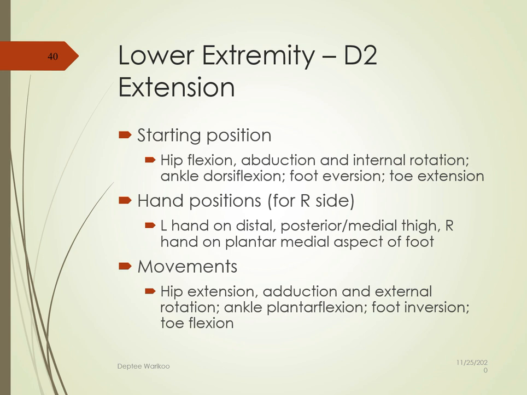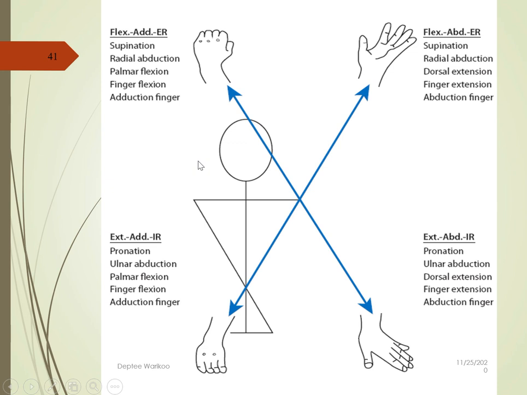Then lower extremity D2 extension will start off with hip flexion, abduction and internal rotation, ankle in dorsiflexion, foot in eversion, toes in extension. D2 extension will end in extension, adduction of the hip with external rotation. Again, knee in neutral, it could be flexion or extension, ankles in plantar flexion and inversion, and toes in flexion. So these are the diagonal patterns for upper extremity and lower extremity.